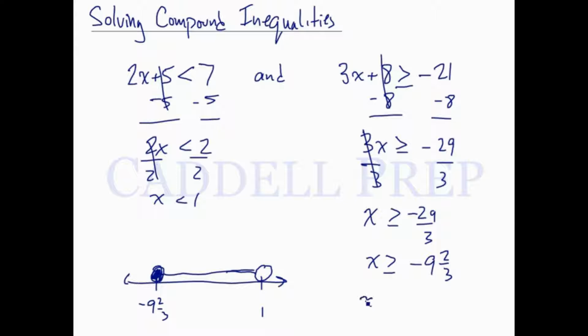And we can write it like this. So x is less than 1, but it's also greater than or equal to negative 9 and 2/3. So if it has and, it's going to be between these two values, and we can write it like this.